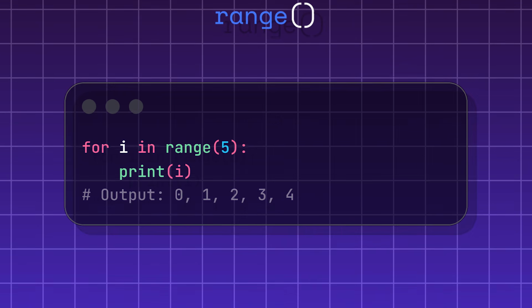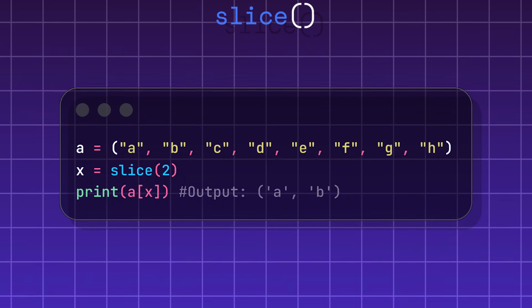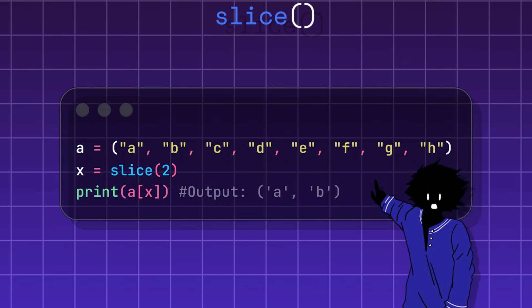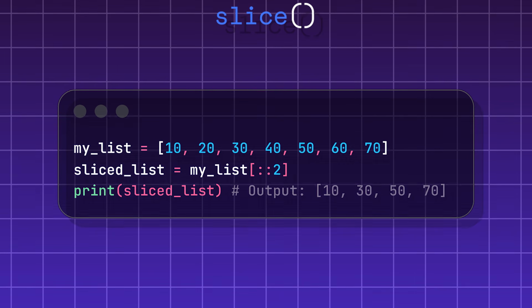Range generates a sequence of numbers. It's most commonly used in for loops. Slice fetches data from a specific start point and end point. You usually use them on lists, and you can pluck data in many different ways, like fetching every second element.